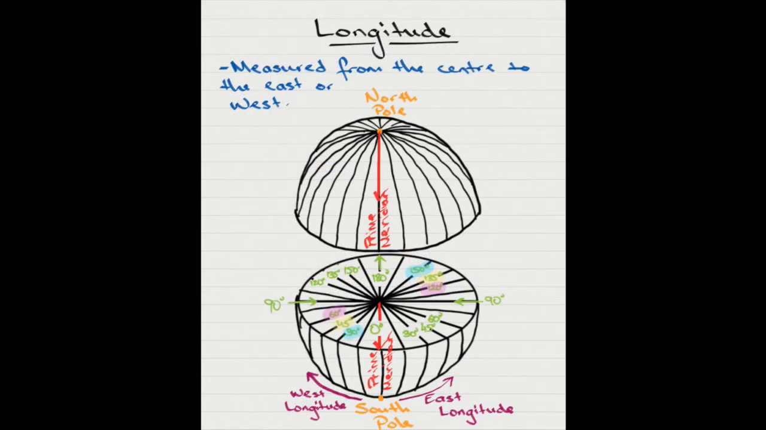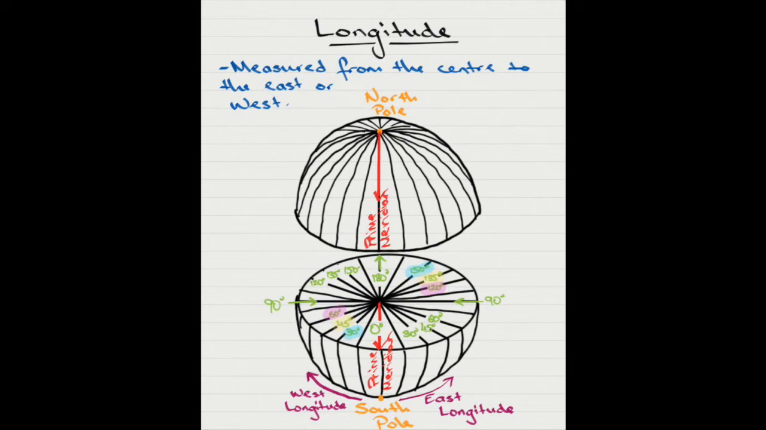Okay, so now we're going to look at longitude. Remember, going back to latitude for a second, latitude were the flat, horizontal lines that go up and down the Earth. The longitude lines are the up and down, or north and south lines. These are measured from the center of the Earth to the east or west. Before, with latitude, we were measuring north or south of the equator. With longitude, we're measuring east or west.